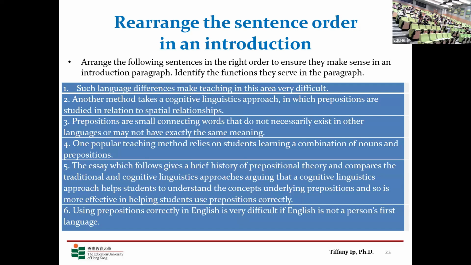I want you to write your answer like this. Say you think sentence 6, for example, should come first, and then 5 is the next one. Then you write 6, 5, 4, 3, 2, 1, something like this. And I walk around and see whether you get the correct answers. It's easier to check.